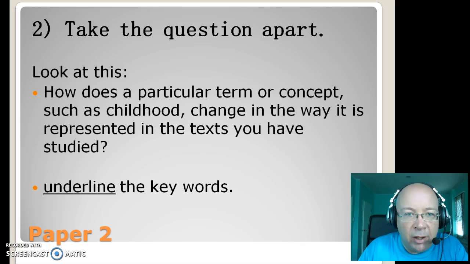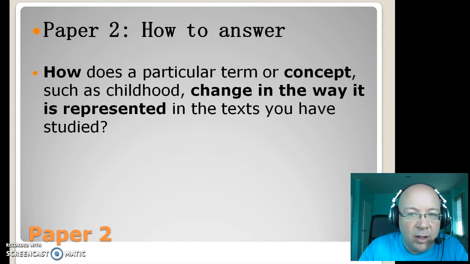So let's look at an example here. How does a particular term or concept, such as childhood, change in the way it's represented in the text you've studied? So keywords: think about the keywords, even underline them. In an exam you're nervous, so make sure you focus. I think those are the keywords: concept, and the way it changes over time, the way it's represented. That's it. Such as childhood doesn't mean I'm limited to childhood. It's just in brackets, so it's a suggestion. I can change that.